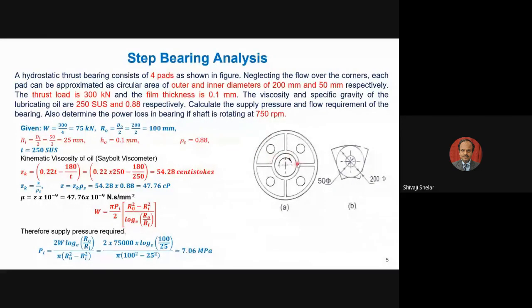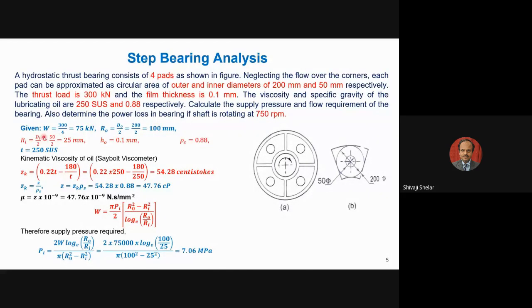So we have drawn one pad outside here. The hole diameter here is 50 mm. Now we are approximating the pad as having a circular area with diameter 200 mm. There are 4 such pads, and we are assuming each pad takes equal load. The total load here is 300 kN, so the load on each pad will be divided by the number of pads, which gives 75 kN.